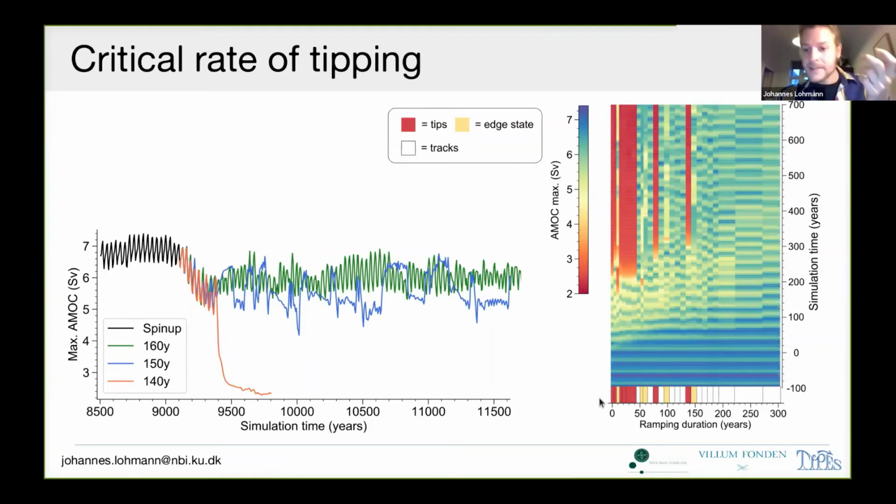And what we can see is that there's actually no clear-cut boundary, so there is not a single critical rate of tipping here. And if you just change the rate of change slightly, you can go from a tipping realization to a tracking realization. So that seems to be very sensitive. And now if a very small change in this rate of change can make a difference, maybe also a small change in the initial conditions can.